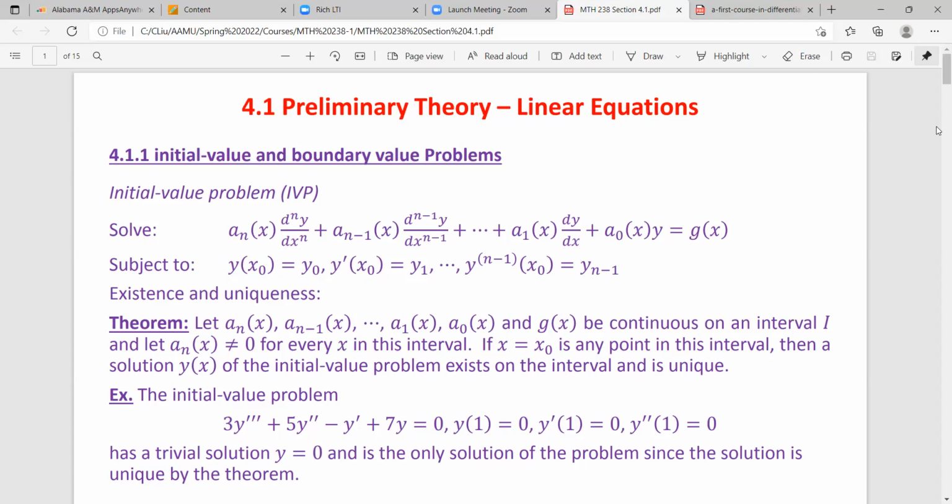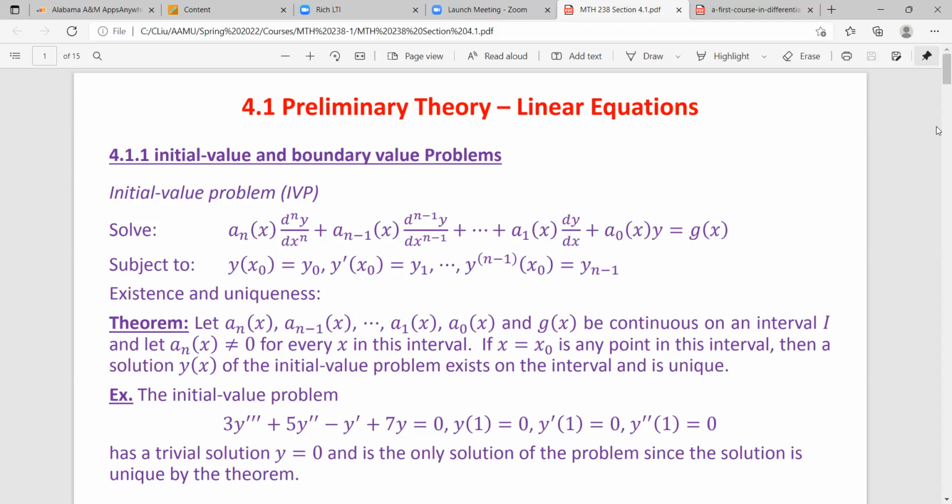So we're going to start with the definition of initial value and boundary value problems. Okay, I think we discussed it in chapter 1, but let's rephrase it again to refresh your memory. So what is the initial value problem? We have a general higher order differential equation, and we're talking about linear equations specifically in this case, as I already said.